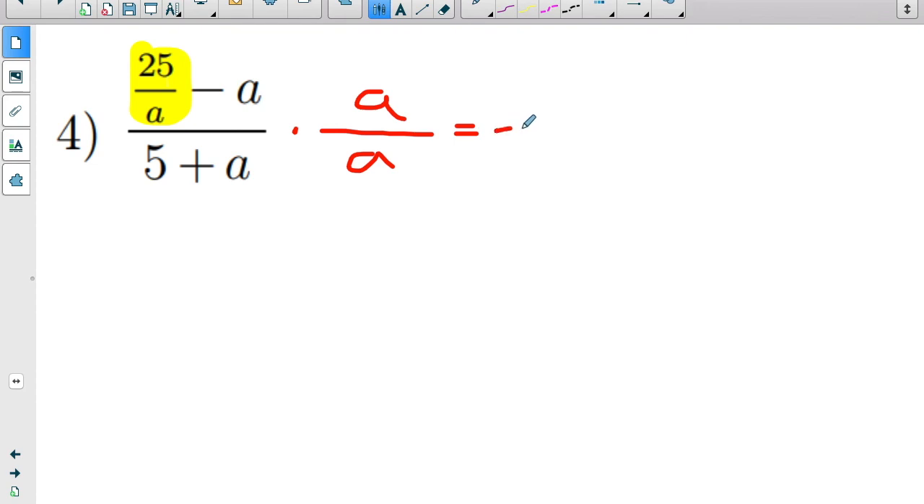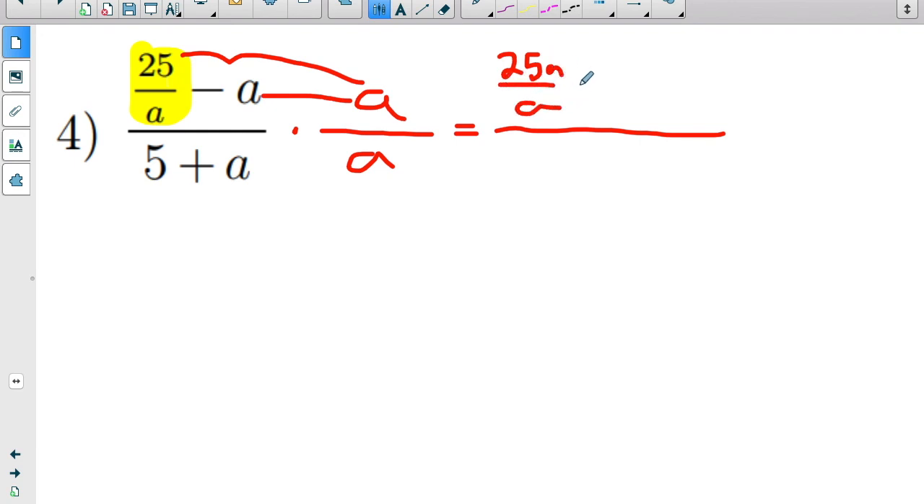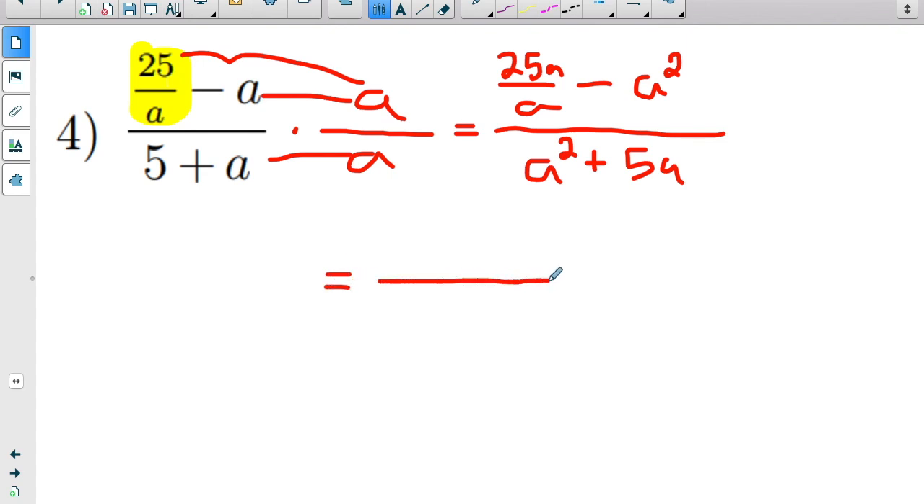And we can go on and do that. And if I multiply the numerator by it, so it'll be 25 times a and a times a. So 25 times a would be 25a over a minus a squared. And on bottom, I'm going to flip this around, a times a would be a squared plus 5a. Equals. And again, I'm going to flip it around so I'll have negative a squared up front.